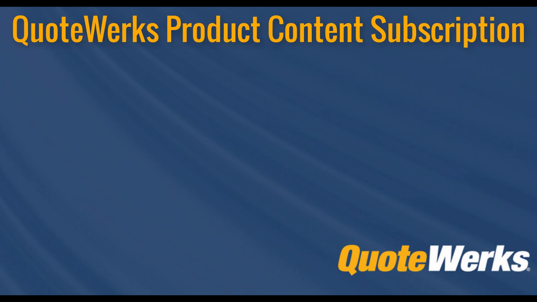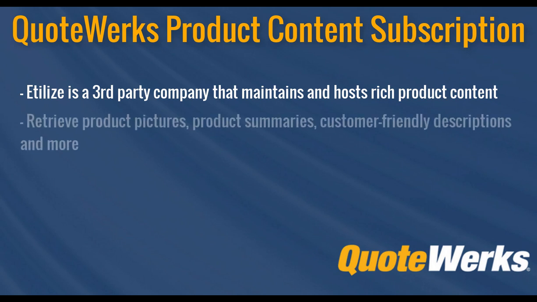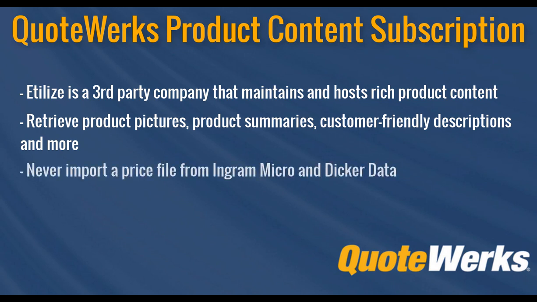In this video, we're going to demonstrate how to use our product content subscription to search, source, and select items from Etilize Australia. Etilize is a third-party company that provides rich product content such as product pictures, customer-friendly descriptions, and much more. One of the most powerful features about the Etilize integration is that you will no longer have to manage your price list from the supported vendors such as Ingram Micro and Distributors. You'll be able to do a live search, get real-time pricing and availability, and select an item for your document.